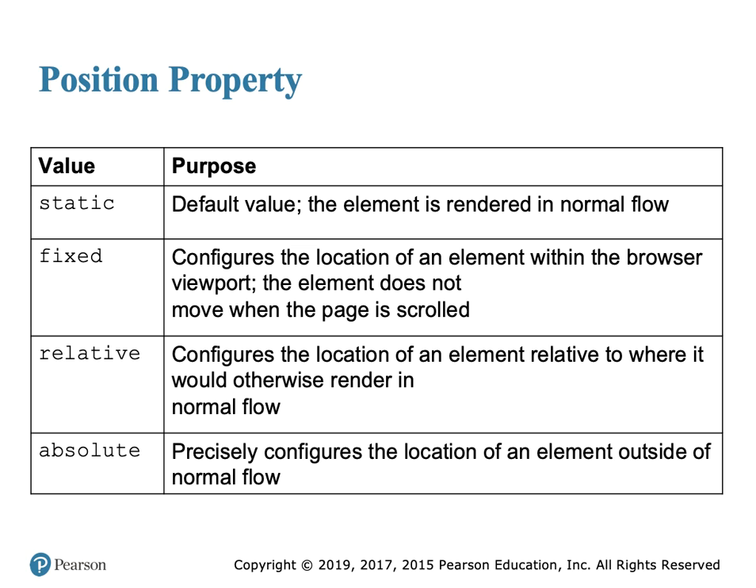Static positioning is the default and causes the browser to render an element in normal document flow. Fixed positioning removes a document from normal flow and keeps the element in a specific place. You might have seen instances when a navigation bar is fixed at the head and does not disappear when you scroll. Relative positioning is used to configure the location of an element relative to where it would otherwise render in normal flow. An absolute position is used to precisely configure the location of an element outside of normal document flow.